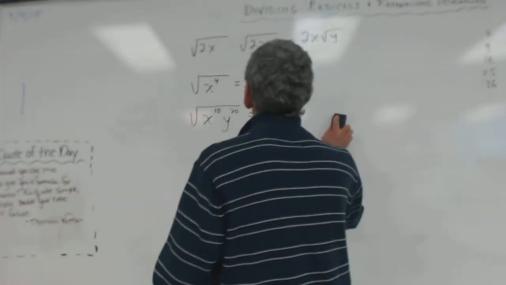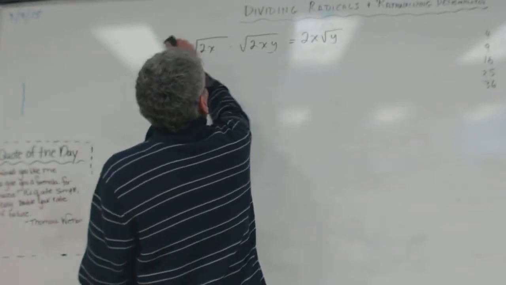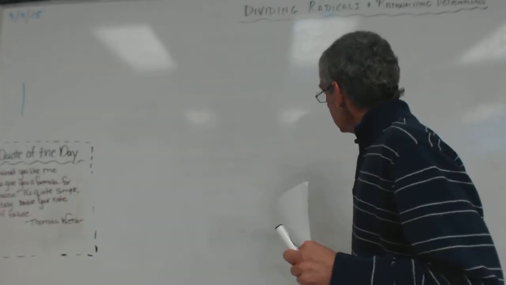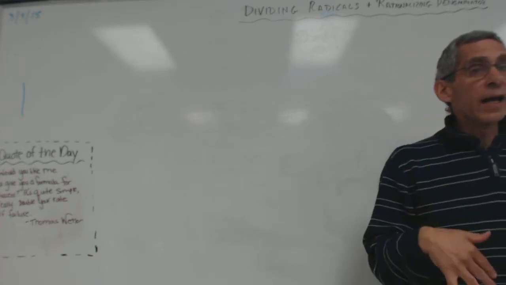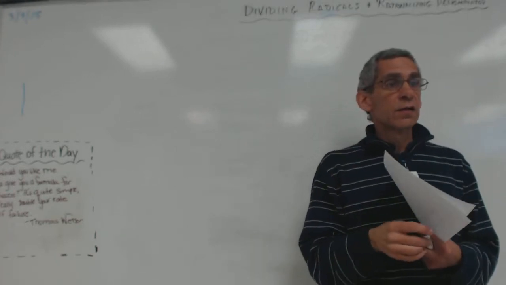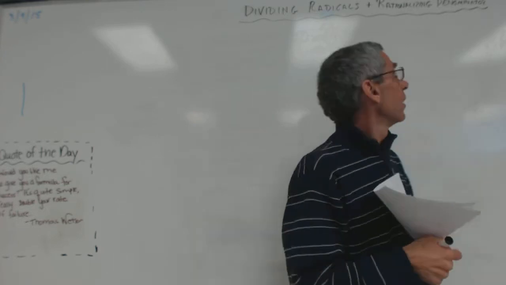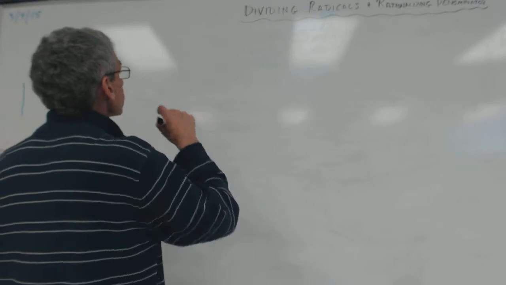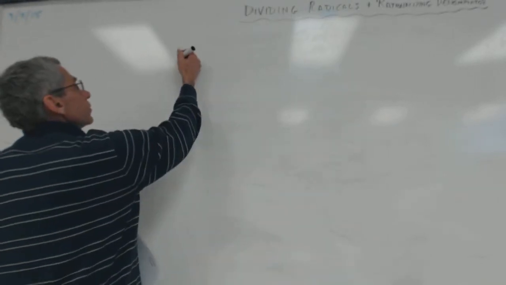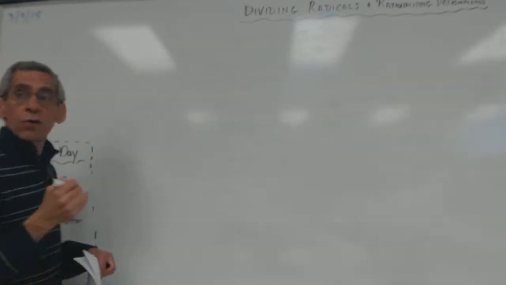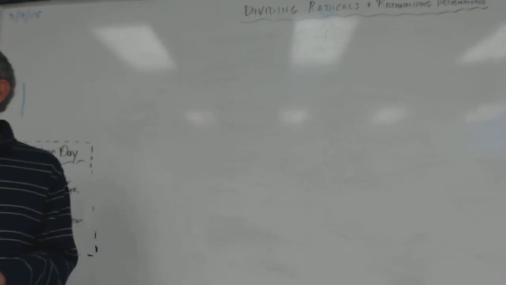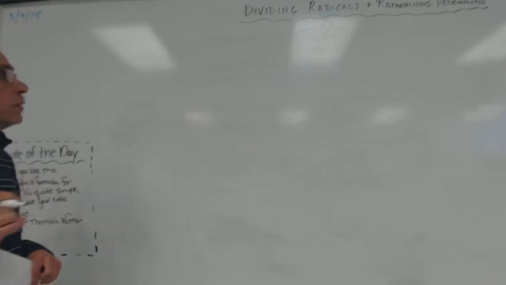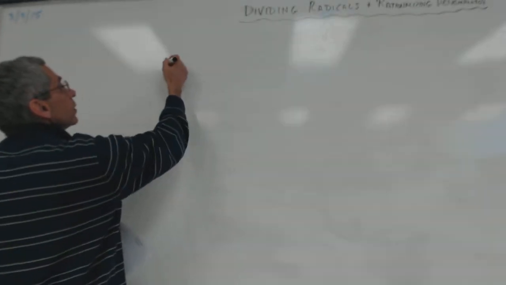Now we're going to get into the real part of the lecture, which is dividing radicals, and a thing called rationalizing the denominator. That sounds really hard. Okay, so I'm just going to do a bunch of examples, and it's going to make sense right away. All right, so here we go.